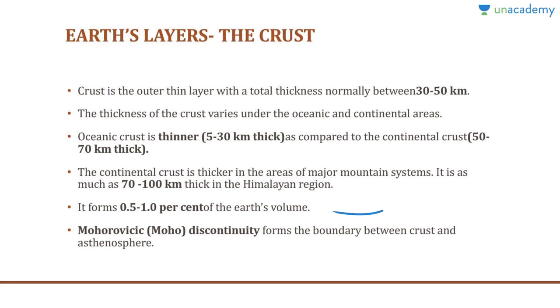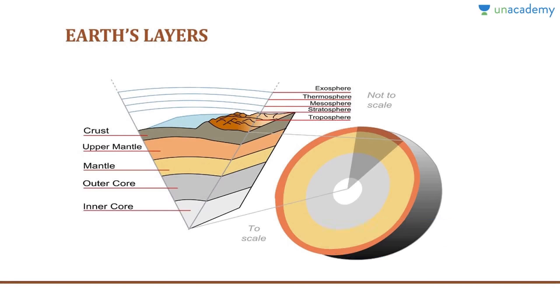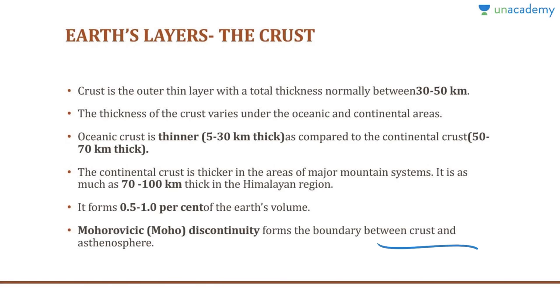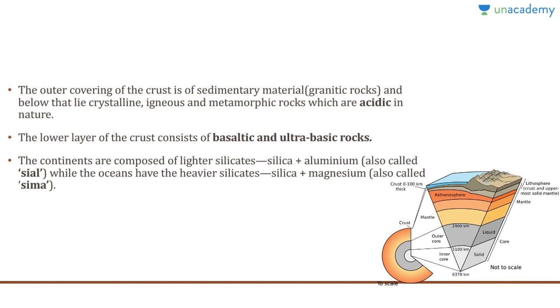Now, the Mohorovicic, or we can say Moho discontinuity, forms the boundary between crust and asthenosphere. I told you that between each of them, like between crust and upper mantle, between upper mantle and lower mantle, between lower mantle and outer core, and between outer core and inner core, there are different discontinuities that we'll study later. The first one is Moho discontinuity, between crust and the asthenosphere. Asthenosphere is actually a part of mantle. The crust can be divided into two parts, the continental crust and oceanic crust. Continental crust is made up of sial, that is silica and aluminium, and oceanic crust is made up of heavier silicates, that is silica and magnesium. This is also known as sima.